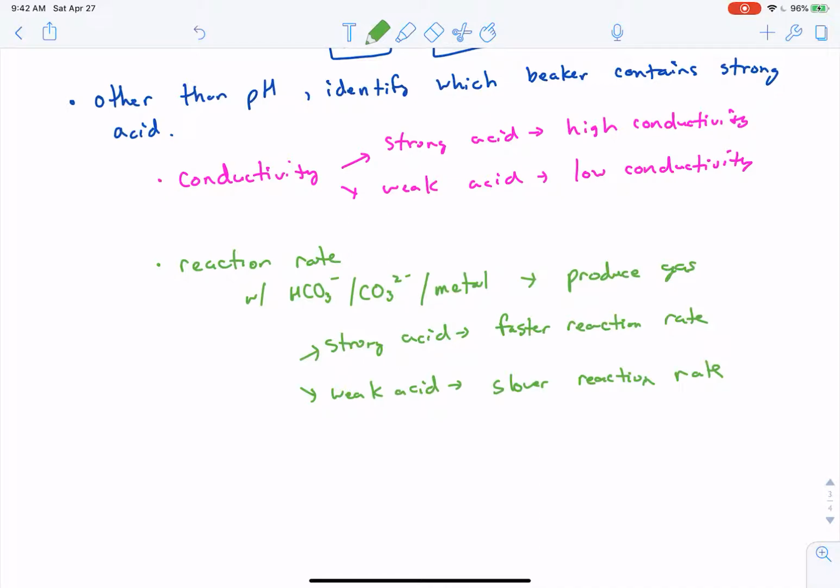Yeah, Katharina. For conductivity, they don't actually ask you to specify how you would test conductivity. But yes, you could do a light bulb. A strong acid would light the light bulb brightly, and then a weak acid would light it dimly. But it would still light it. So don't say no conductivity because that's wrong. There is some conductivity, it's just very weak. Questions about that? Okay.